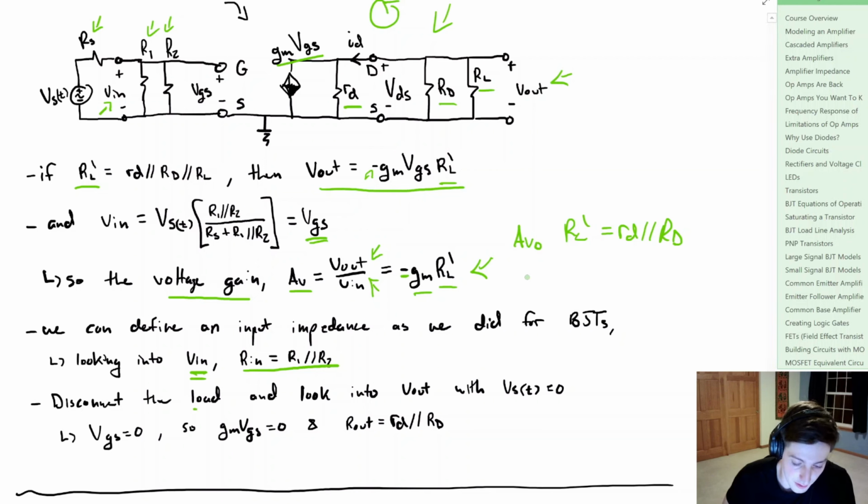we would disconnect the load. We would look into the terminals where Vout is, and we'd set that source equal to 0. And if we set that source equal to 0 right here, well, then we know that this value right here is also going to be equal to 0. So if this is equal to 0, this acts as an open circuit. And if we look into these terminals on the output with RL disconnected, we really only see the combination of lowercase rd and uppercase RD. So that's going to be our output impedance or output resistance in this case.